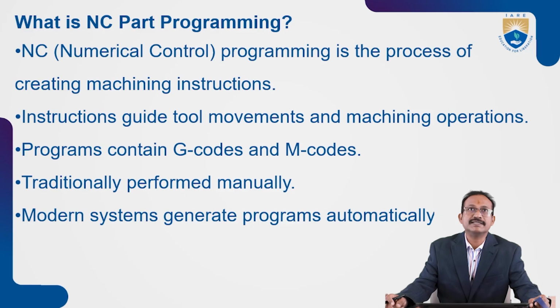What is NC part programming? NC stands for Numerical Control. NC programming is the process of creating machining instructions. These instructions guide tool movements and machining operations. The program contains G codes and M codes. G means preparatory codes, M means miscellaneous codes.